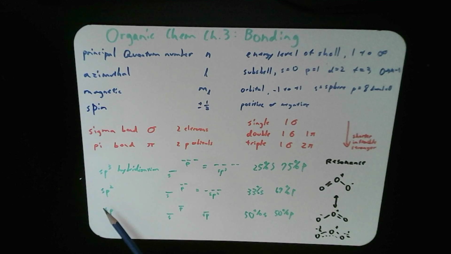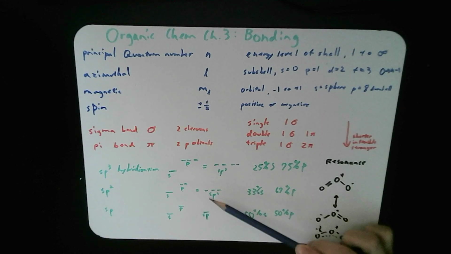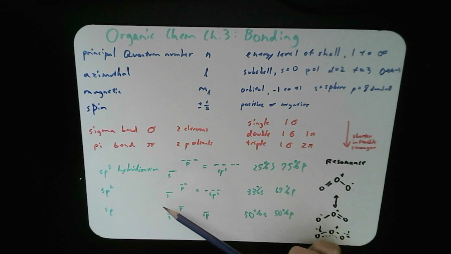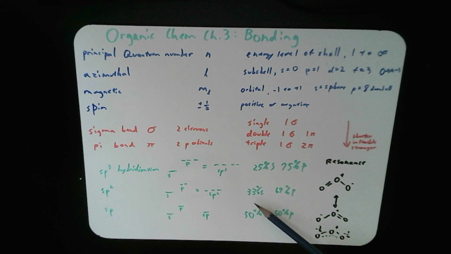Now we have sp2 hybridization, which is 1 s and 2 p, giving us sp2, and you will notice that it is much closer to the s orbital because it has a greater contribution of s and less contribution of p. 33% from s and 67% from p.